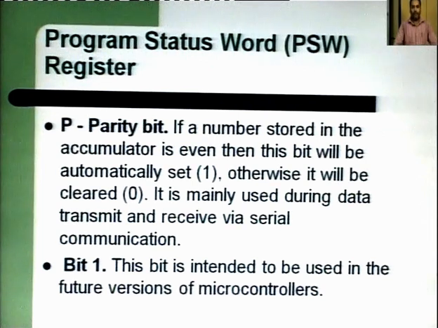First comes the parity bit. This bit will be automatically set if the number of ones in the accumulator is even. If the number of ones in the accumulator is even, then the parity will be set, otherwise it will be reset or cleared. The next bit, the second location bit, is not used in this microcontroller; it is reserved for future versions.